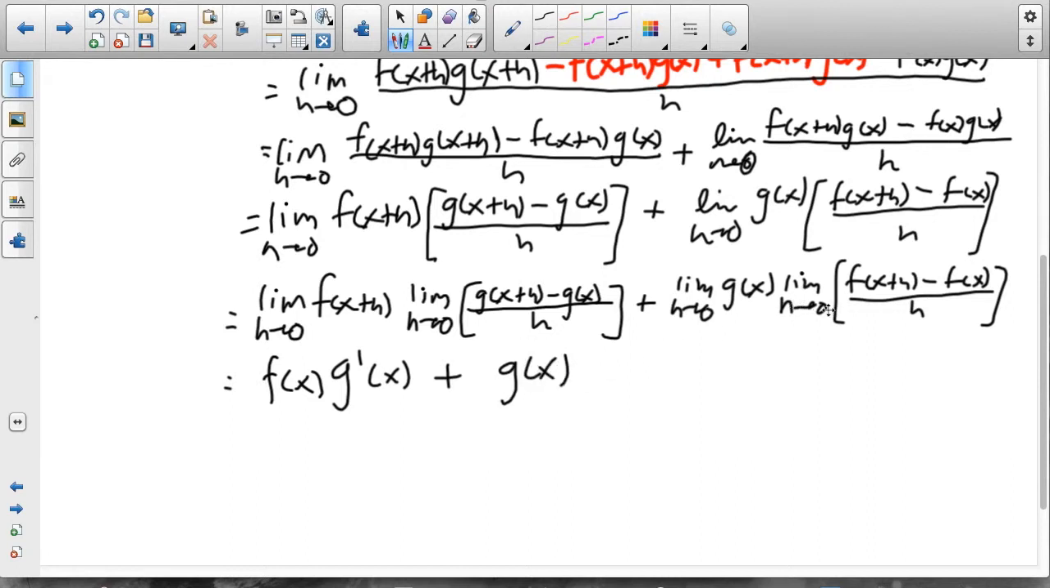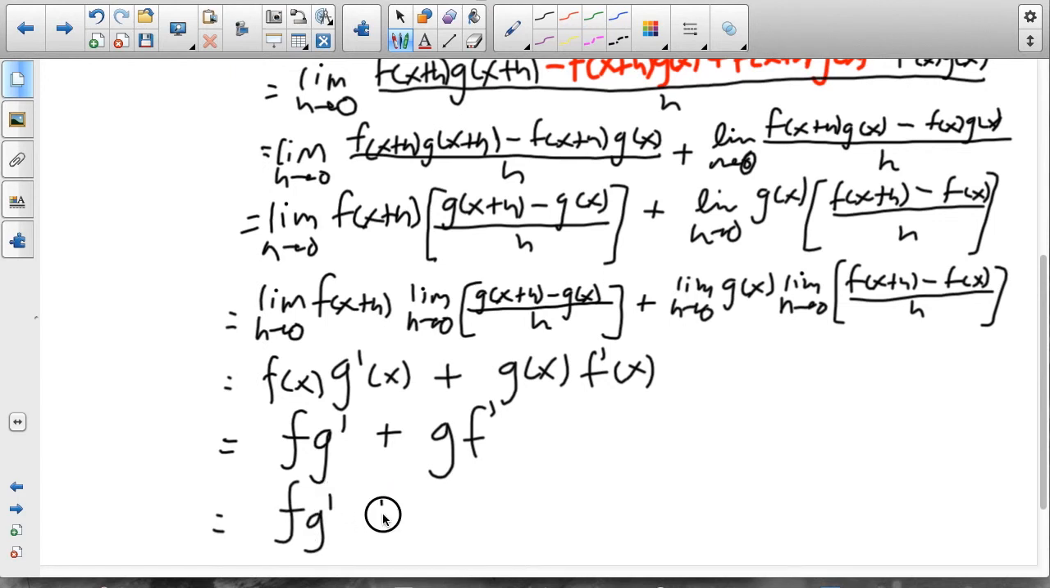And then my limit as h goes to 0 of f of x plus h minus f of x all over h. That's the definition of derivative in terms of f, so that's f prime of x. So essentially what we have is f times g prime plus, now this is reversed order, but that makes no difference, g times f prime. And if you're not comfortable with changing up your derivative rule, we can write it as f times g prime plus f prime times g, and that's it. She's done. So there it is, guys, that's the proof of the product rule.